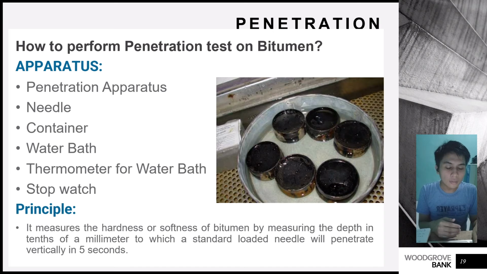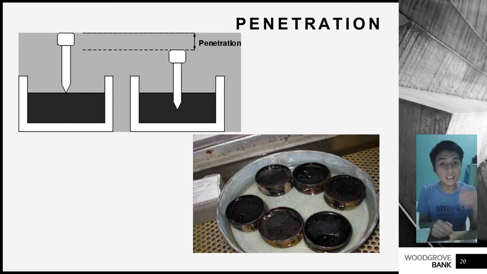So, how do we perform penetration tests on bituminous materials? Let's first look at the apparatus. The apparatus needed is the penetration apparatus, needle, container, water bath, thermometer for the water bath, and stopwatch. The principle of this test is that it measures the hardness or softness of the bitumen by measuring the depth in tenths of a millimeter to which a standard loaded needle will penetrate vertically in 5 seconds.